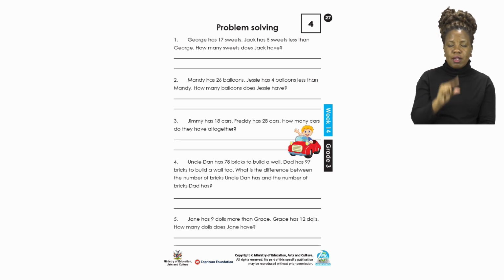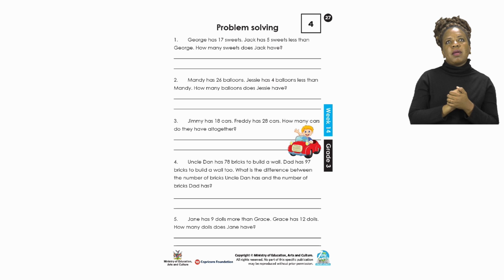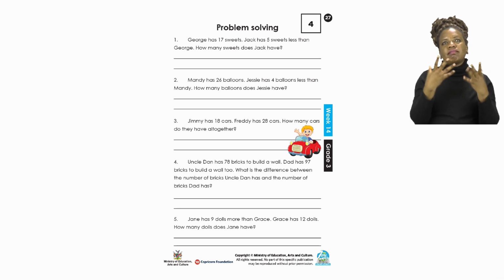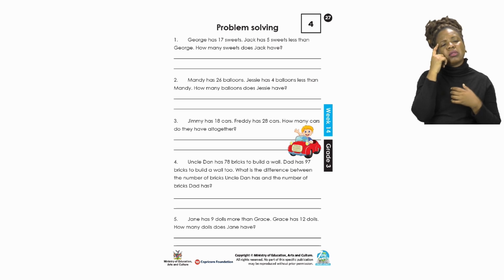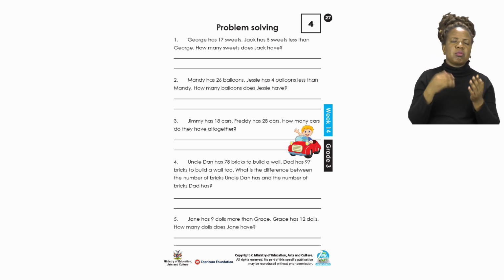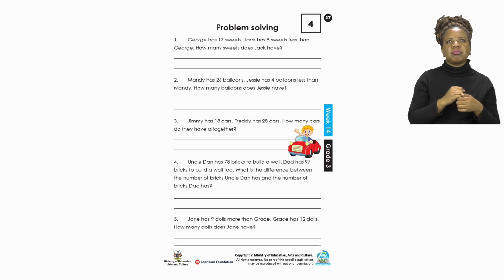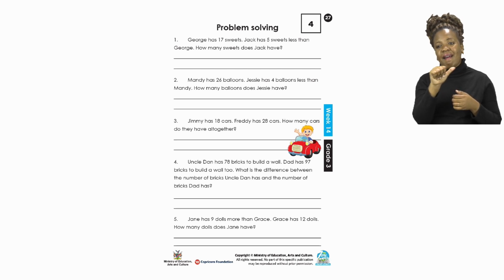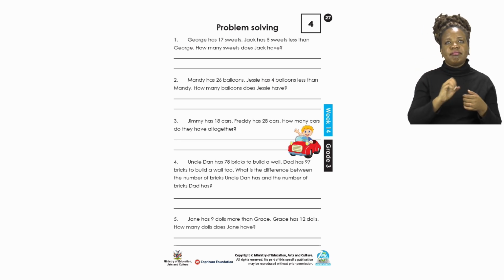Now, remember, after reading it twice, we need to pick out our numbers. In this case, we have the number 26 and the number 4. Now, we need to decide whether we are adding or subtracting or sharing. In this case, we are looking for 4 balloons less. Now, the word less gives us a clue to what we need to do. We need to subtract. So let us take a look at how you're going to write it on the lines.